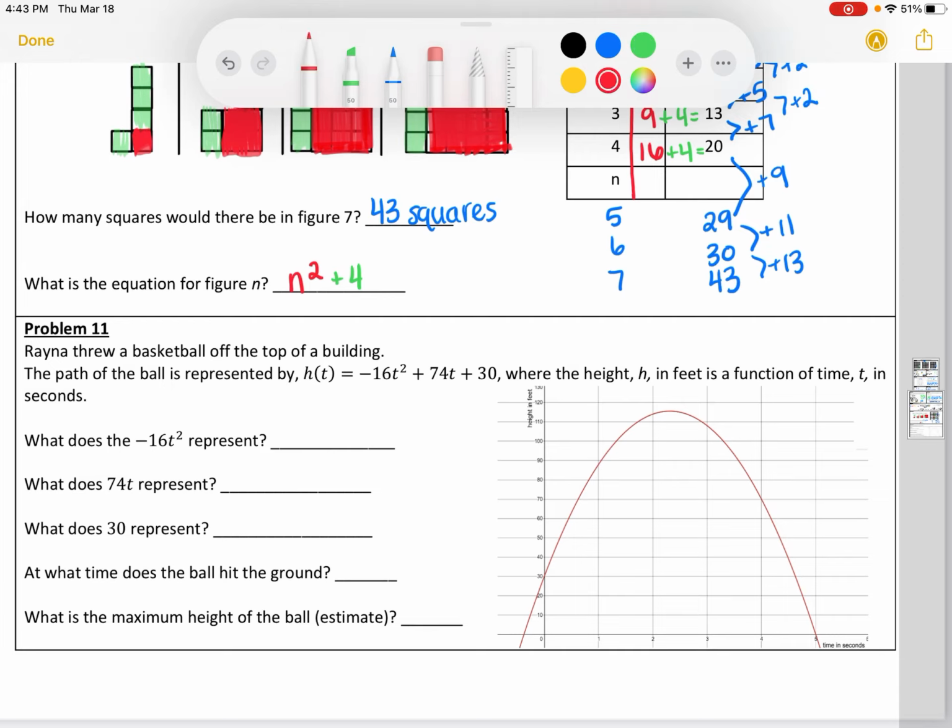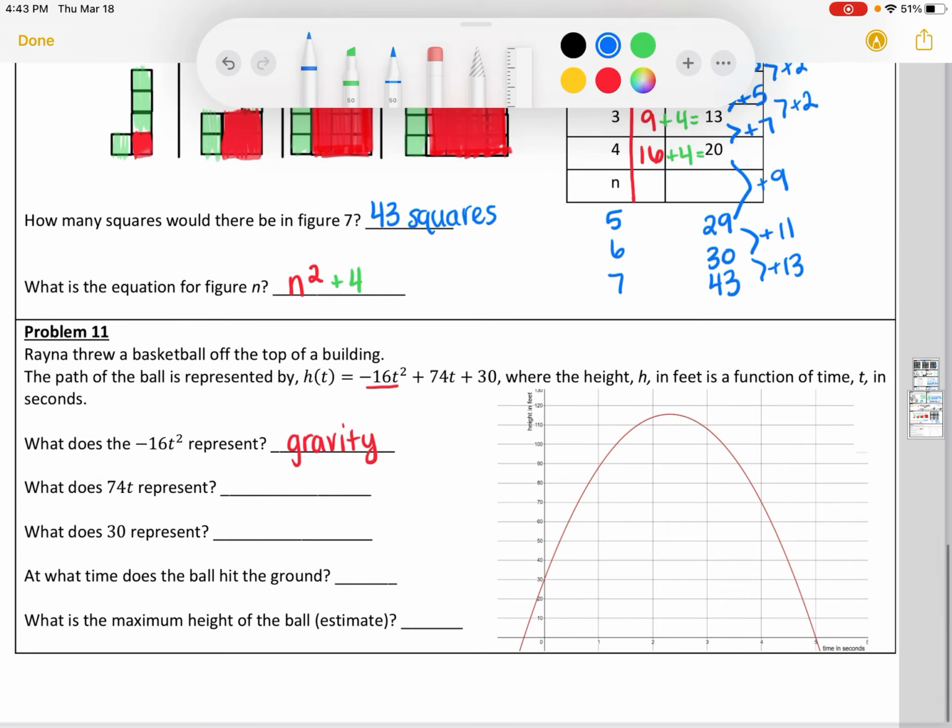First question, what does the negative 16t squared represent? We've talked about this a lot. No matter what object we're talking about, that negative 16t squared represents gravity, the force of gravity, which is what causes the ball to eventually come back down to the ground. That's why it's the only negative term. I always think of it as the only negative term in the equation. That's my gravity.